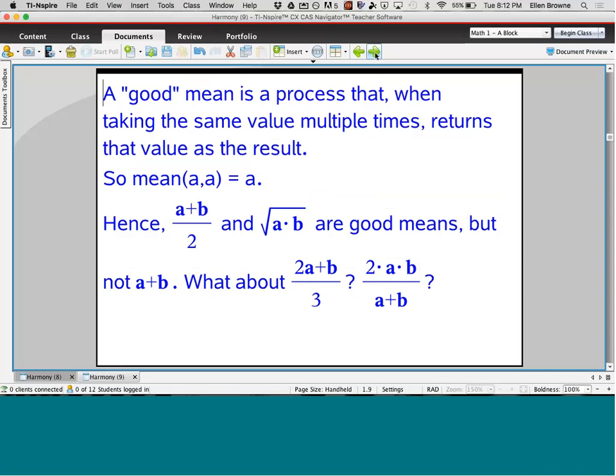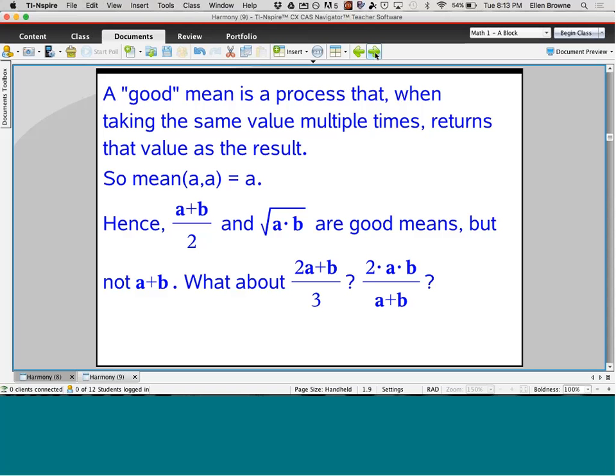If we're going to call it a mean rather than just any mathematical process, though, there is one proviso. What I think of as a good mean, if you put the same number in multiple times, it should return that number. So the mean of A and A should still be A. Okay, and we see then straight away that the arithmetic mean, adding the 2 numbers and dividing by 2, and the geometric mean, which is taking the square root of the product of 2 numbers, will return the same value. So 3 plus 3 divided by 2 will still be 3. 3 times 3, take the square root, will be 3, at least for positive numbers.